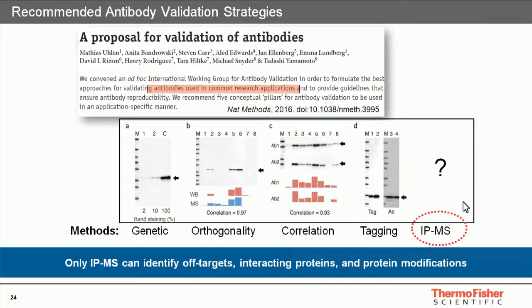So this is a recent paper that was published in Nature Methods from the International Working Group for Antibody Validation. This is the first effort where the recommendations are to use 5 different methods that are outlined here: genetic, orthogonality, correlation, and tagging, along with IPMS, in order to validate all different kinds of antibody. Now, IPMS is the only method that not only identifies the target, but also looks at the off-targets, interacting proteins, as well as the post-translational modifications.